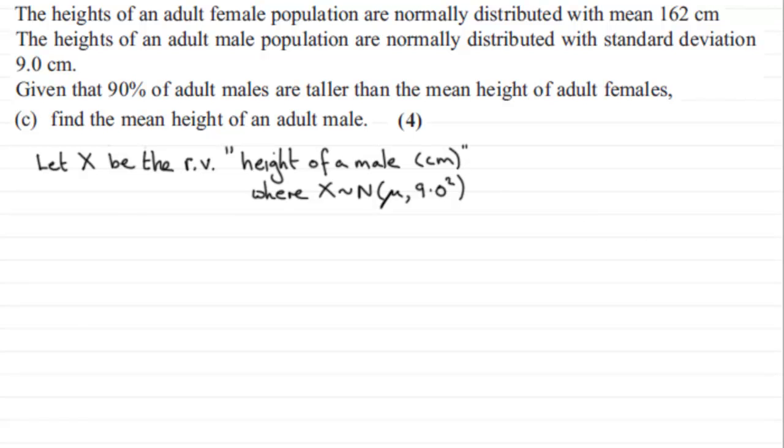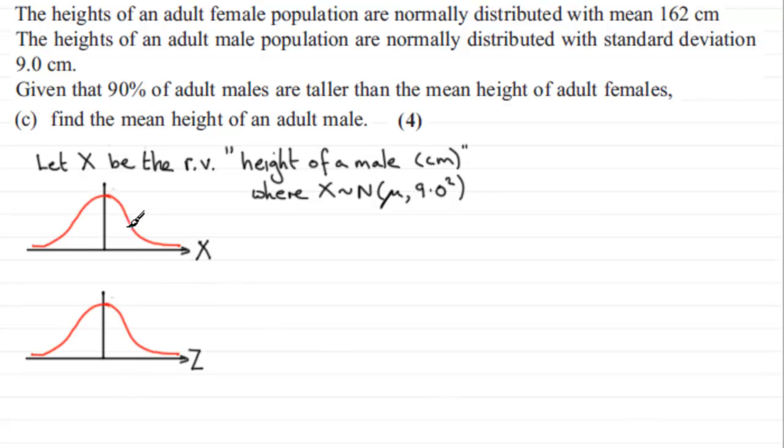Next, as usual, I'd want to draw these two graphs, one of x and then one for the standardized normal distribution z, directly below one another. On this one here for x we're trying to find out the mean mu. What we know though is that, given that 90% of adult males are taller than the mean height of adult females, that's 90% are more than 162 centimeters.